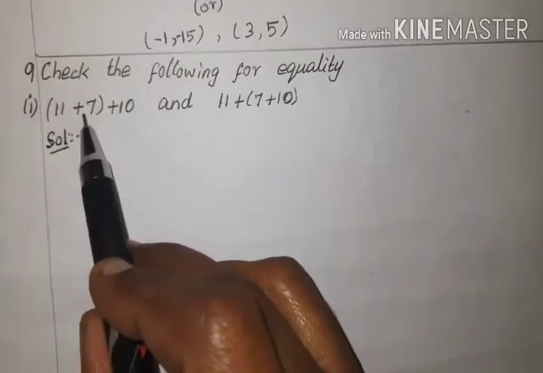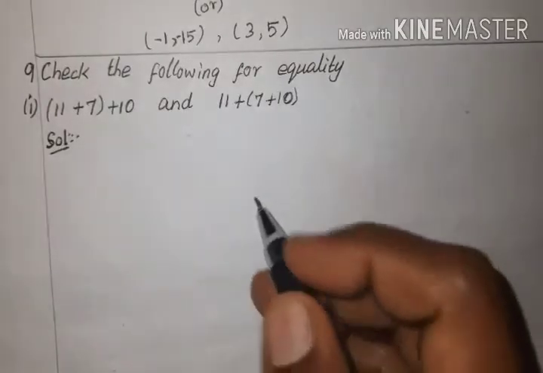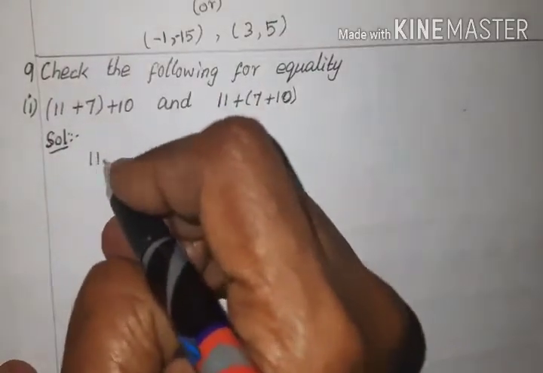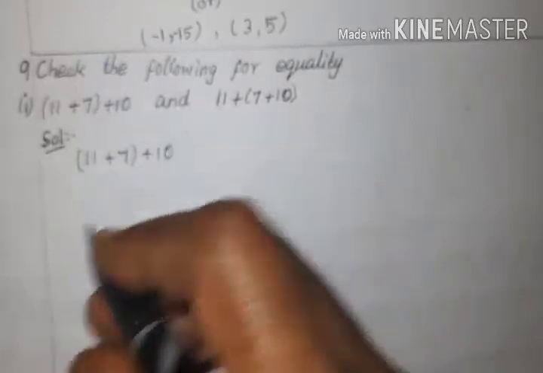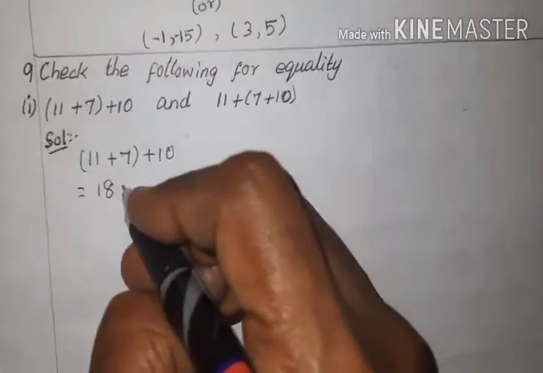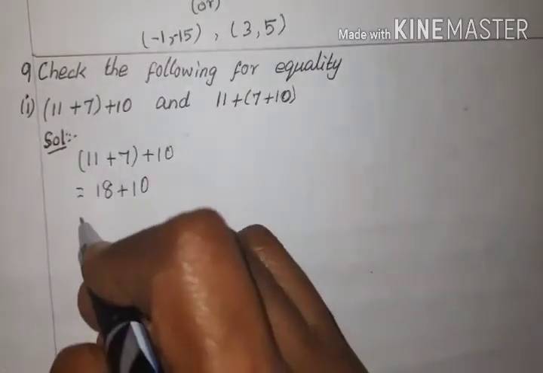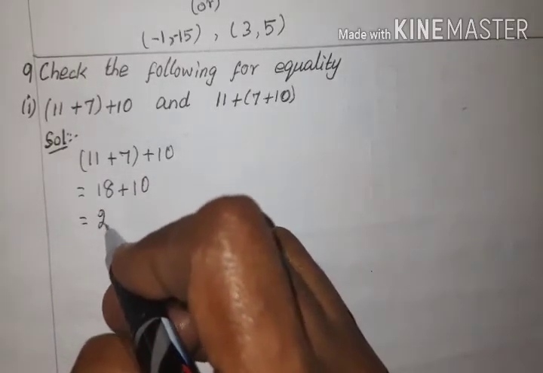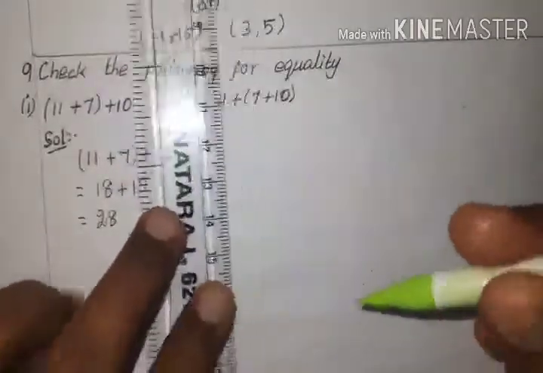Check the following for equality. First one, 11 + (7 + 10) and (11 + 7) + 10. First, find the first value. 11 + (7 + 10) equal to (11 + 7) = 18 + 10. First, try to find the bracket value. 18 + 10 = 28.